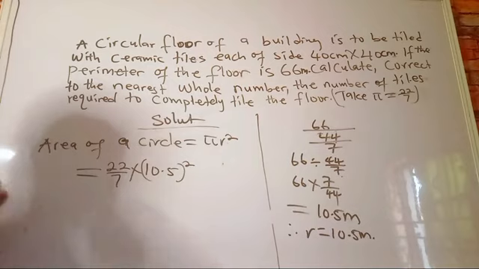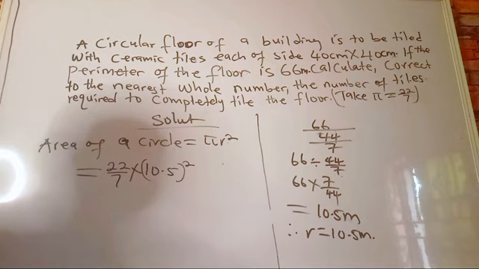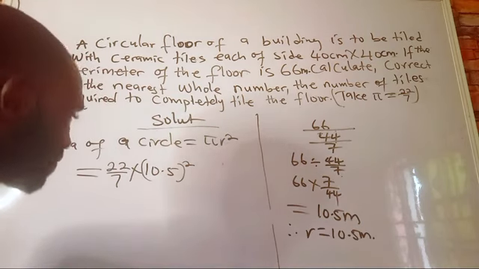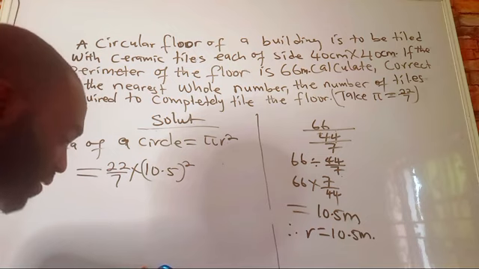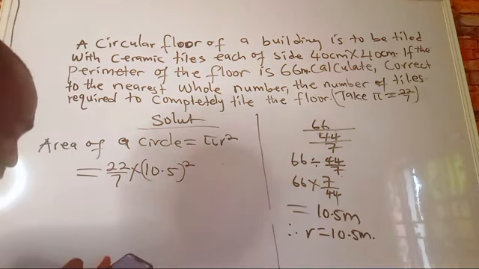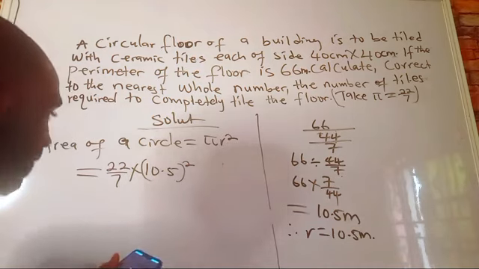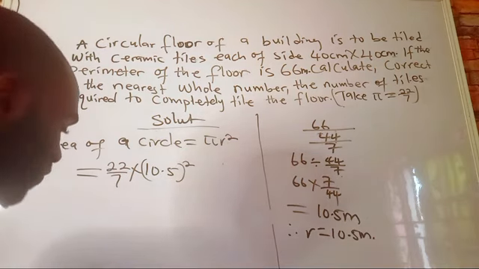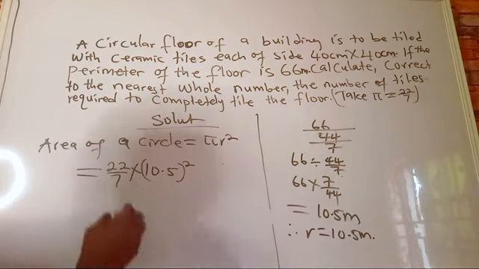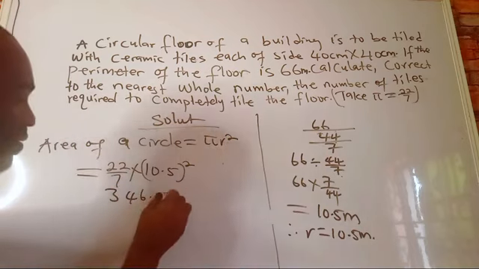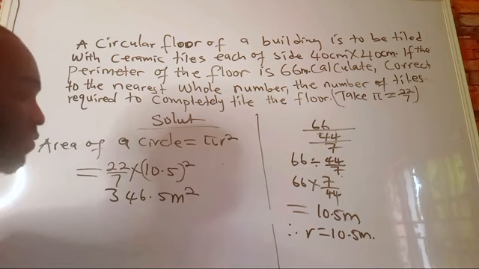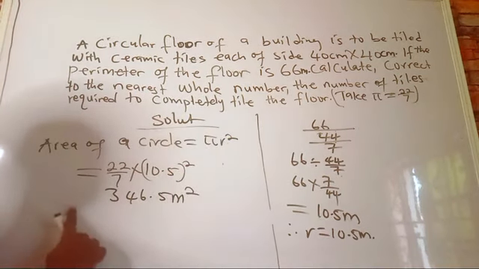So from here, let's pick up our calculator. 10.5 squared, then times 22, divided by 7, that will give us 346.5 meters squared. So this is the area of the building.